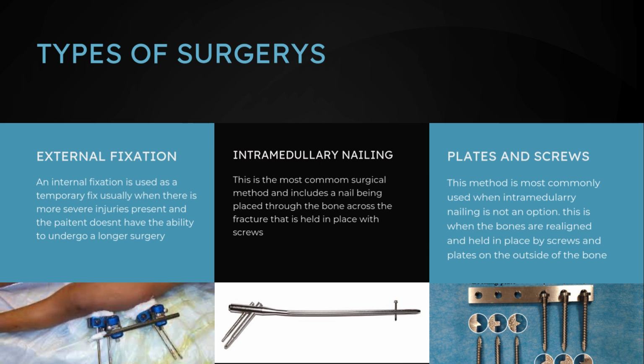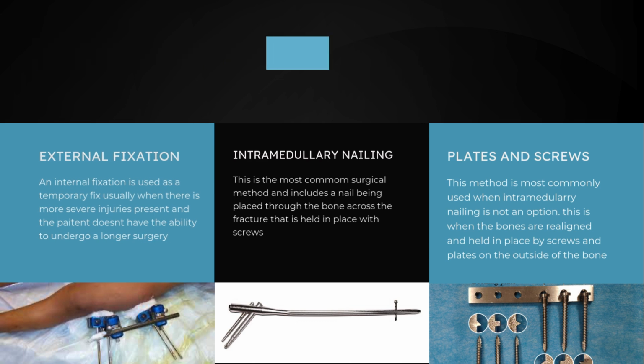For intramedullary nailing, this is the most common surgical method and includes a nail being placed through the bone across the fracture that is held in place with screws. The third method is most commonly used when intramedullary nailing is not an option, which usually is the case when the fracture goes up into the hip or down into the knee. This is when the bones are realigned and held in place by screws and plates on the outside of the bone.